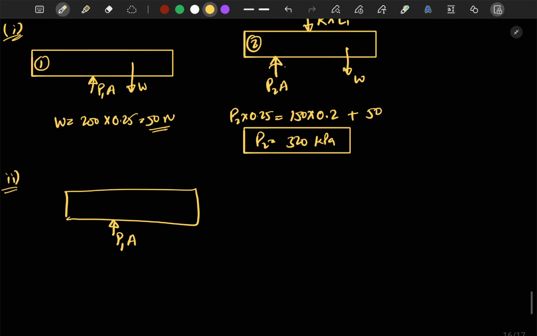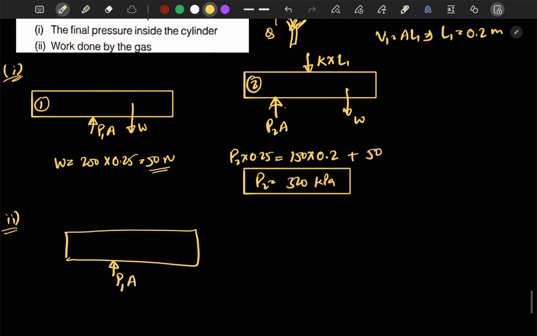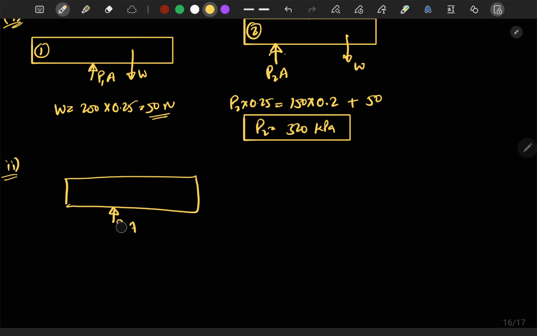Let's say at any point the pressure acting is P at X into A, and there will be the weight of the piston W, and there is a spring force, whose value will be K into X. So these three forces will be acting, so we can write pressure at X into area is equal to W plus K into X.